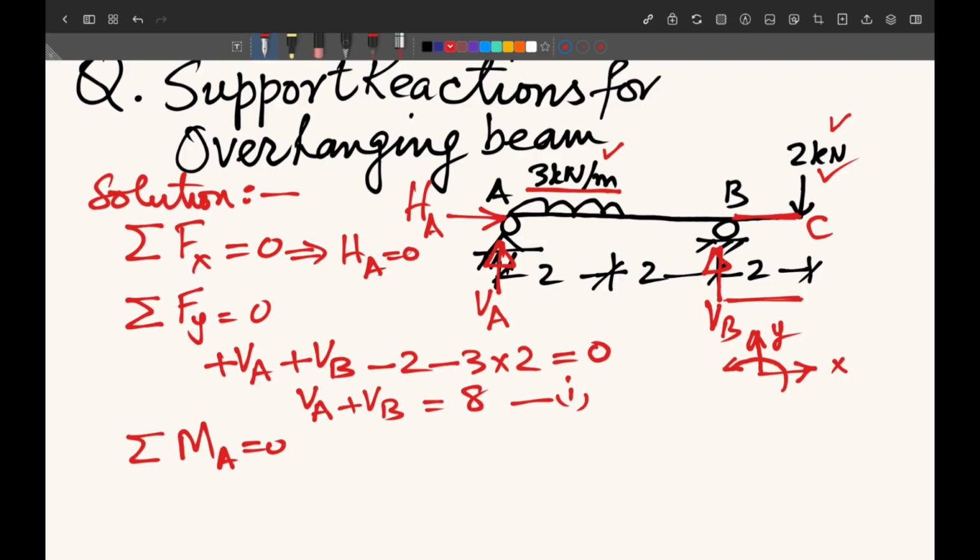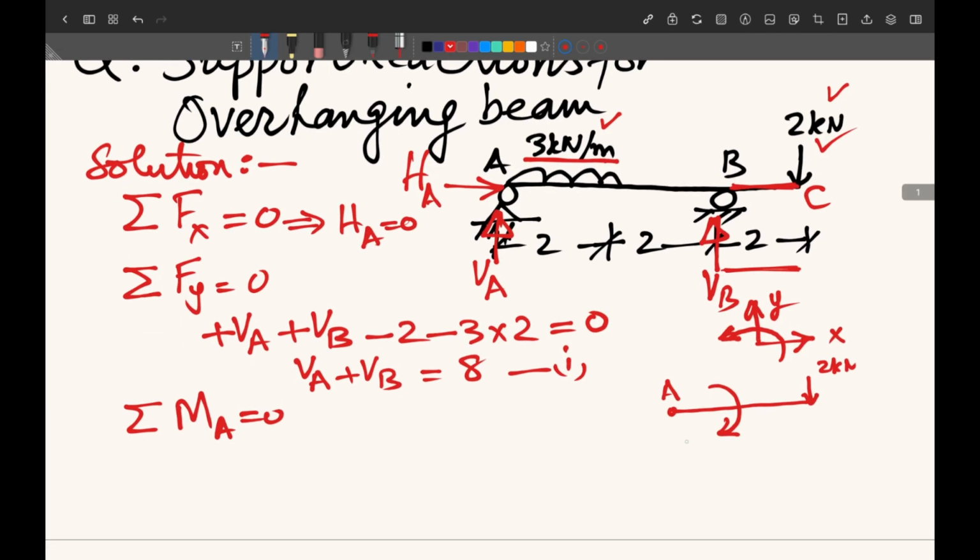load which is 2 kilonewton, so moment of this 2 kilonewton, and here we will follow the sign convention. Look at this load acting at C, and this is your point A. This 2 kilonewton load will try to rotate our beam like this, which is clockwise direction, and clockwise direction we have taken as negative. So the moment of this 2 kilonewton force about point A will be 2 into 6. The distance of this load from point A is 6. So we write here minus 2 into 6.